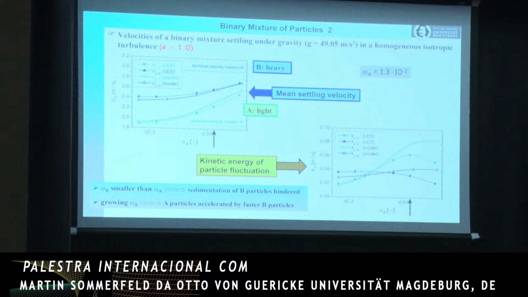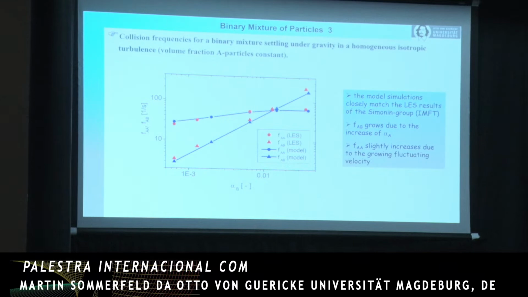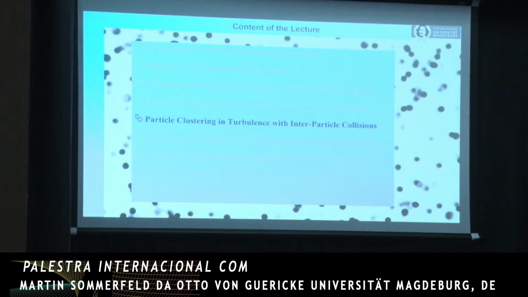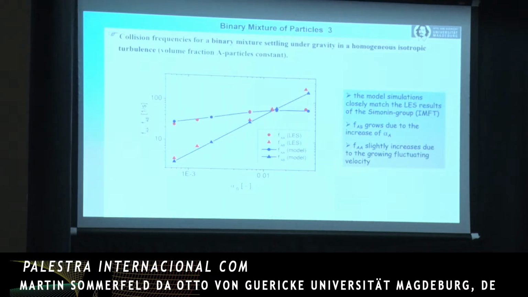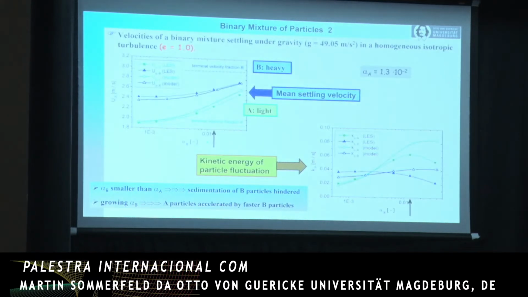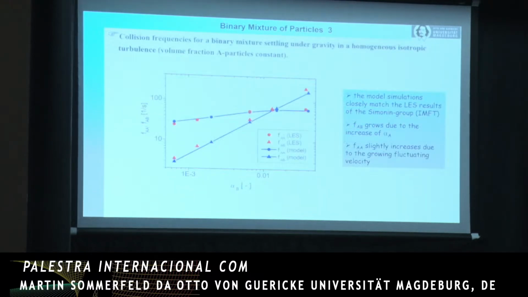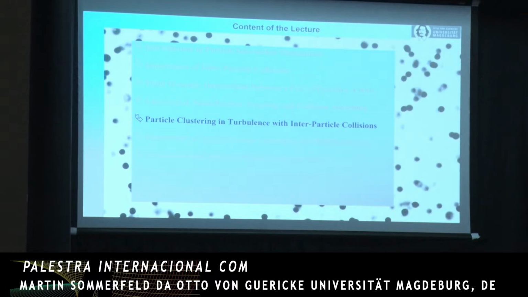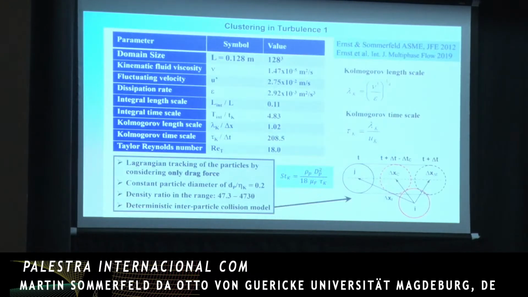So this is a nice test case, and I think it demonstrates the effect of interparticle collision. It's not too dense, so the volume fraction is here roughly 1%, and the maximum 1, 2, 3, 4%. So, particle clustering in turbulence with interparticle collision.